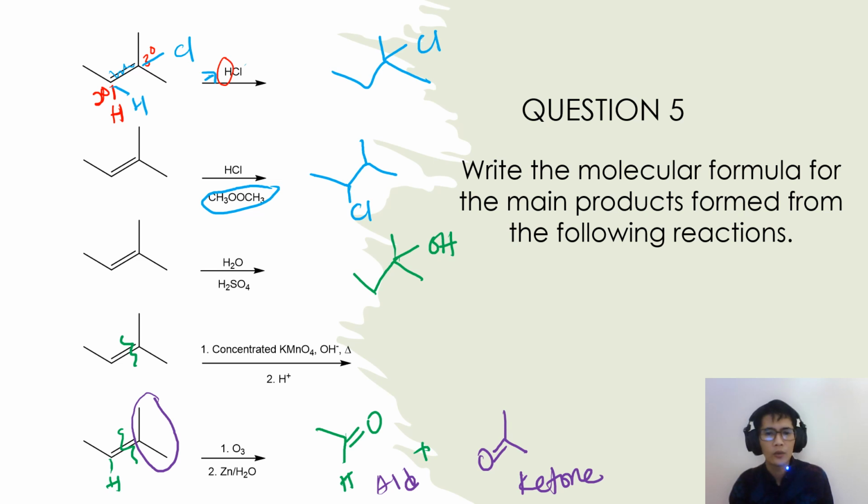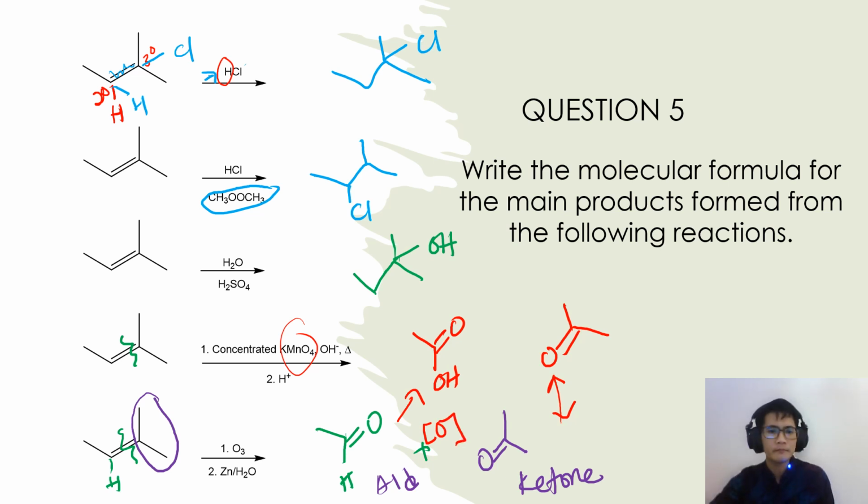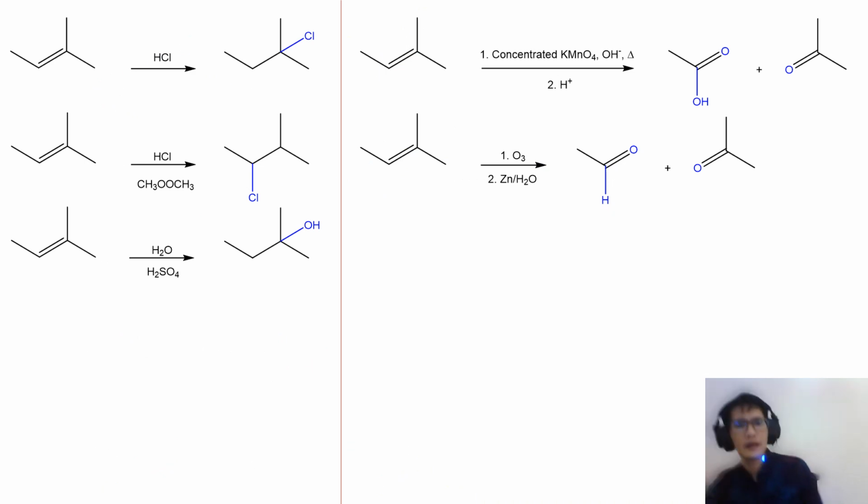Okay, as I told you earlier, the aldehyde will undergo further oxidation to produce the carboxylic acid if we use hot concentrated KMnO4. Okay, but the ketone will remain as it is. So, sama lah. Okay, the product is exactly the same. These two are the same, but the aldehyde is oxidized to the carboxylic acid. Alright, so these are the answers.